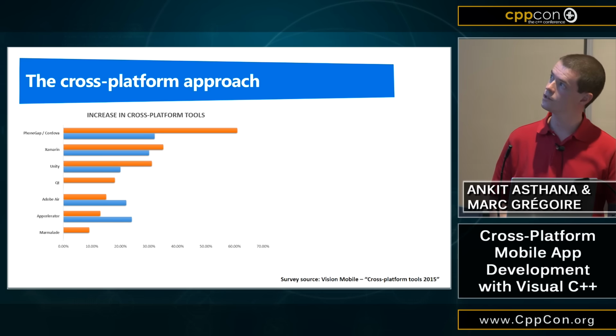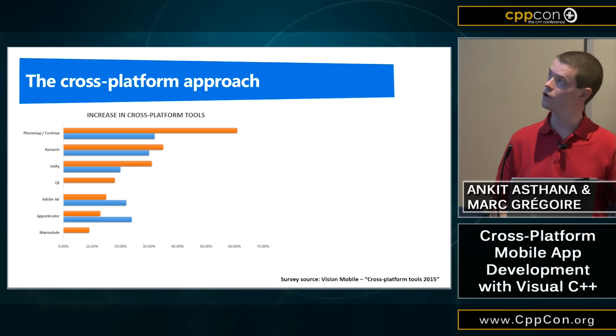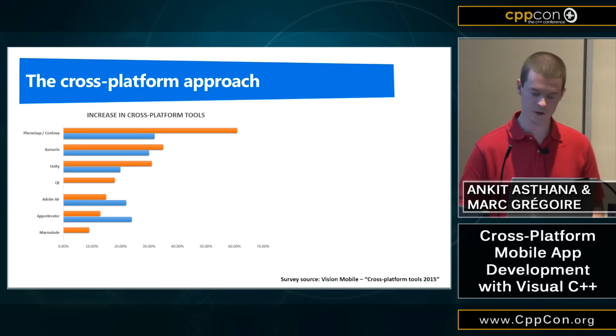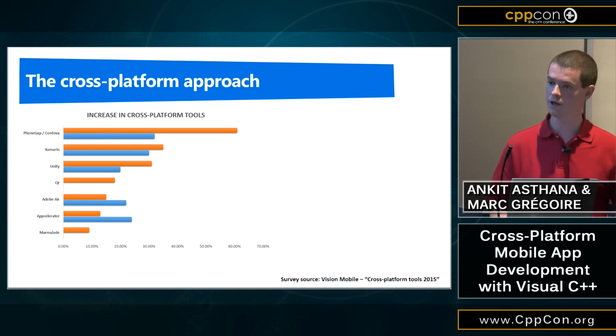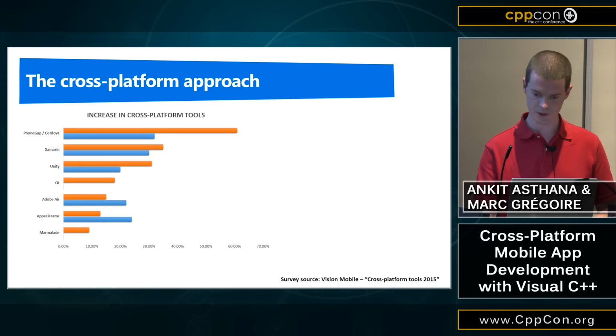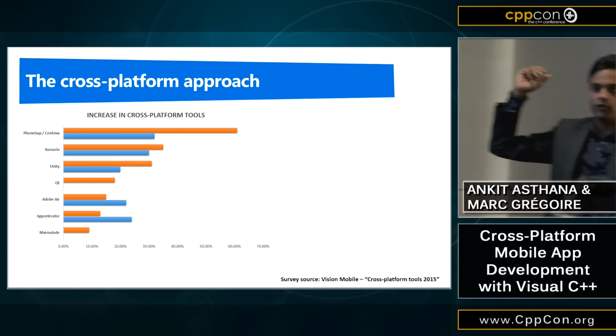And the blue bars show the usage of that specific tool in 2012. The orange bars show the usage in 2015. So you see that there is a lot of interest in developing applications for multiple platforms at the same time. It's increasing. Just curious again, how many people here have used Cordova, Unity, or Xamarin for a mobile app?